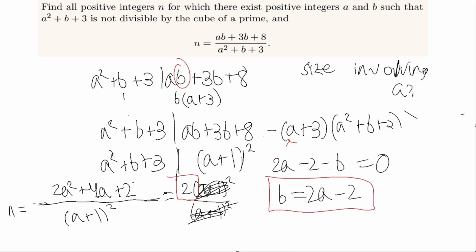How on earth did this end up working out? Wait, what? This means that the only n which can ever work is n equals 2 by an absolute miracle. But wait, we have to check that n equals 2 can actually work, as otherwise our proof is incomplete. But fortunately, by setting a to be something random and using b equals 2a minus 2, this is not bad. For example, we can set a equals 2 and b equals 2. And a squared plus b plus 3 is then 9, which is not divisible by the cube of a prime. And therefore, we have proven that the only value of n which works, and we have checked that it works, is n equals 2.